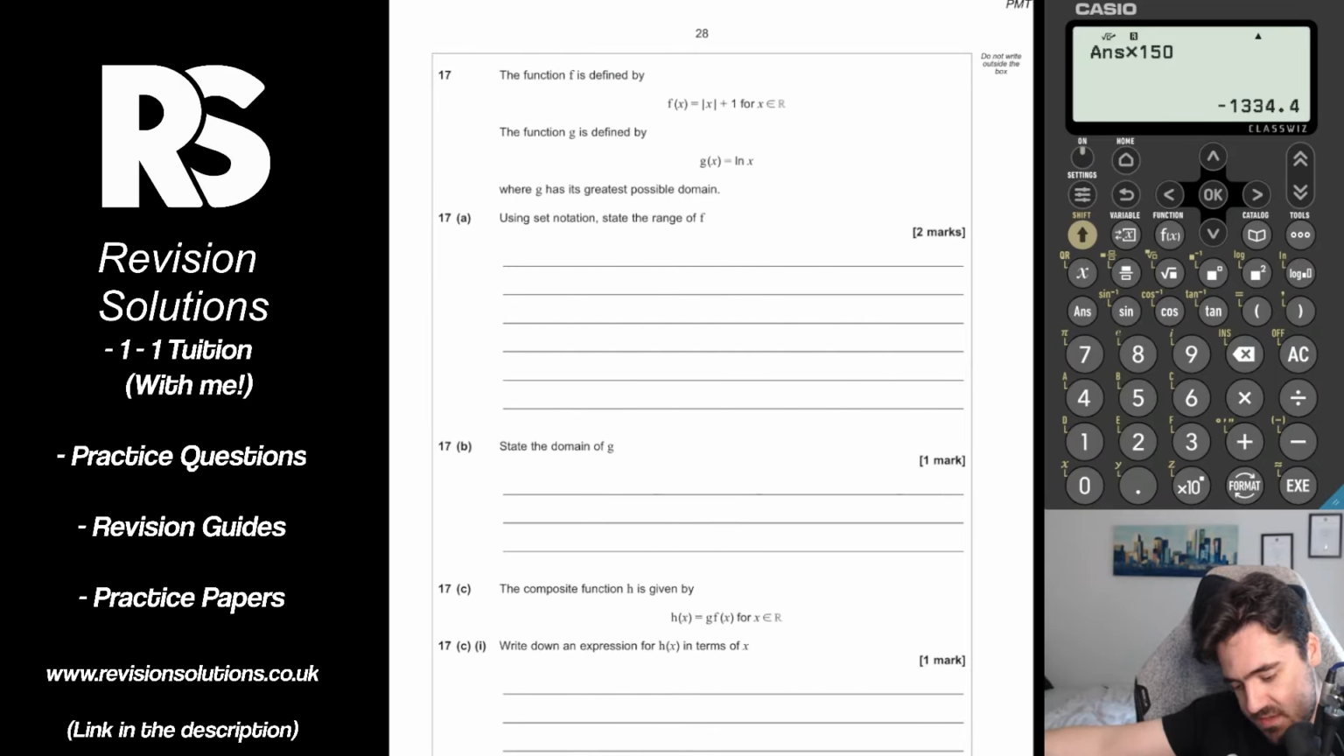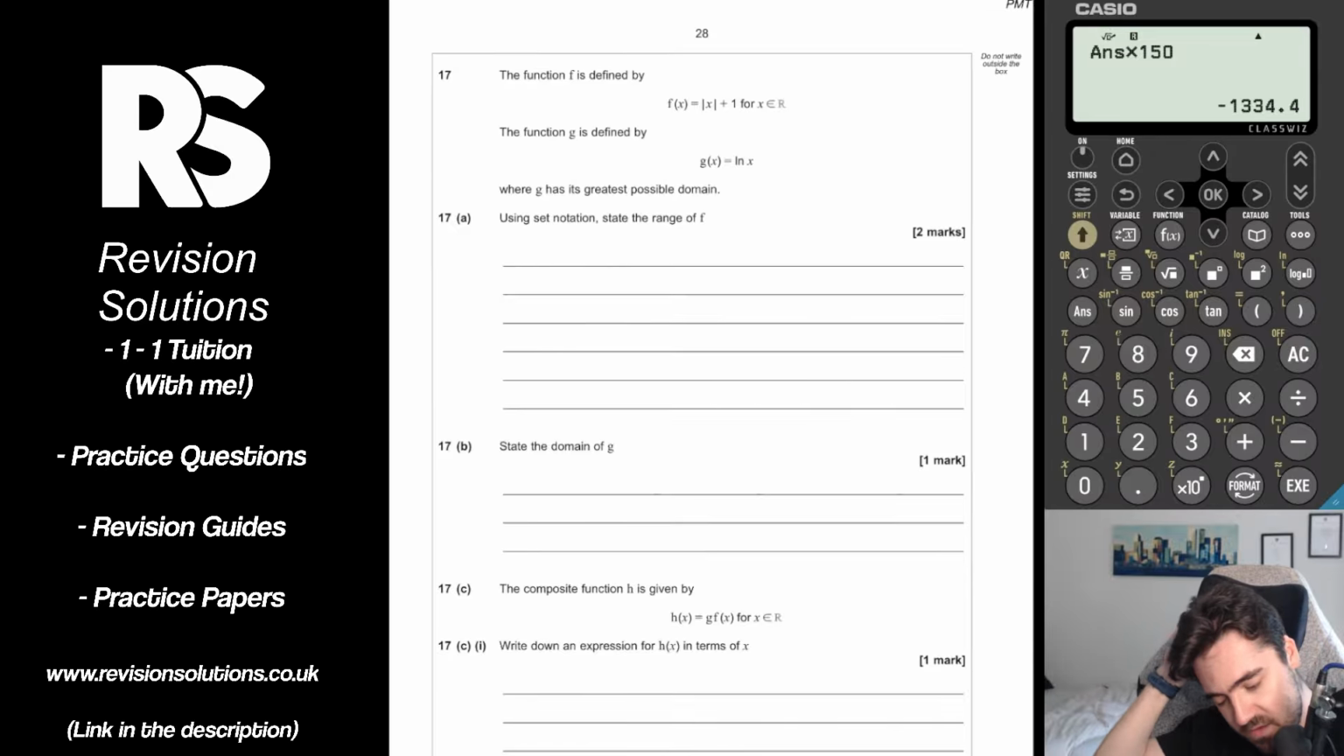Question 17 says the function f is defined by f of x equals the modulus of x plus 1 for x an element of the real numbers. The function g is defined by g of x equals natural log of x, where g has its greatest possible domain. Using set notation, state the range of f.